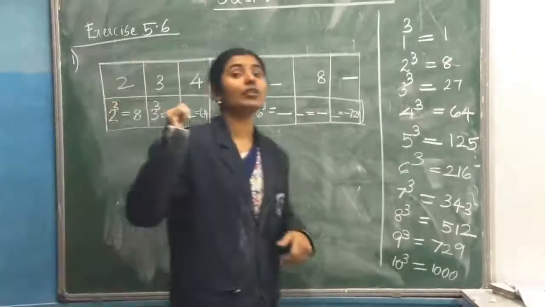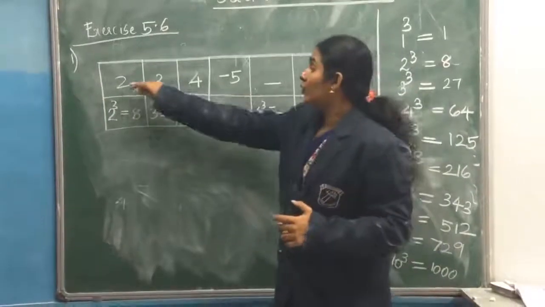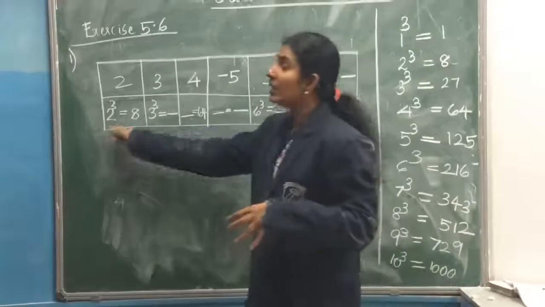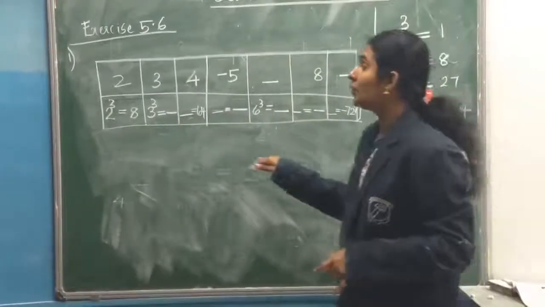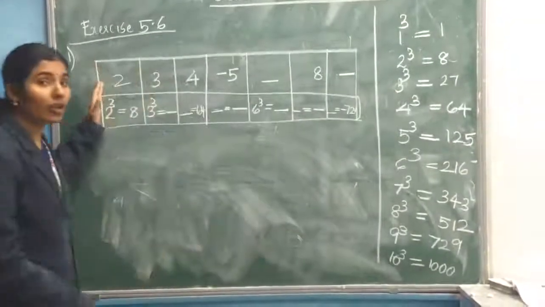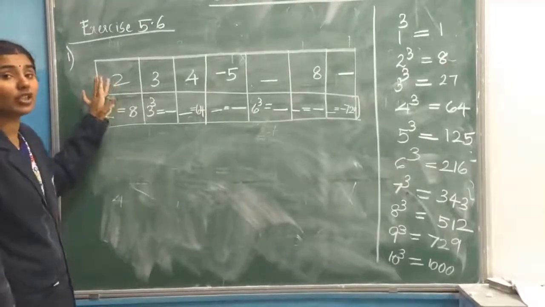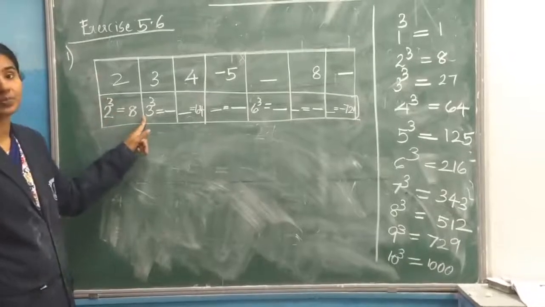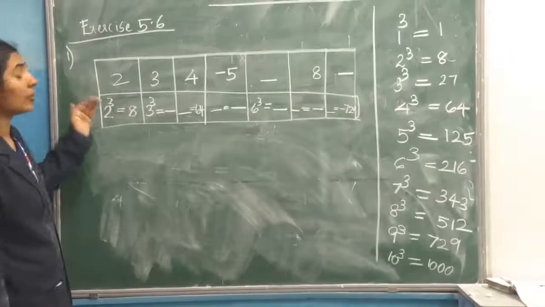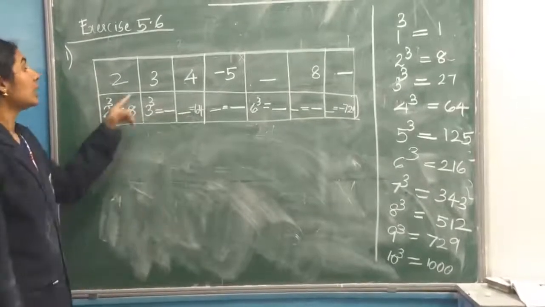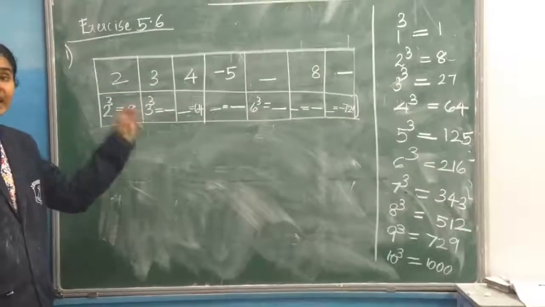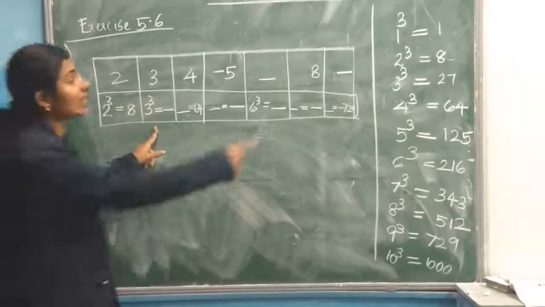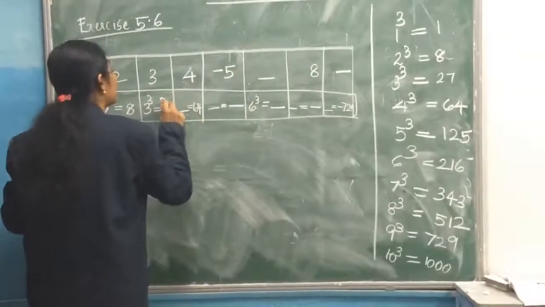So what did you understand from this? In the first row they have given some numbers, and its cube is given in the second row. See the first row, first column. Which number is given? 2. Its cube, 2 cube, is 8. Like that you should fill this. Which is the next number they gave? 3. So what will be here? 3 cube, what is that? 27.